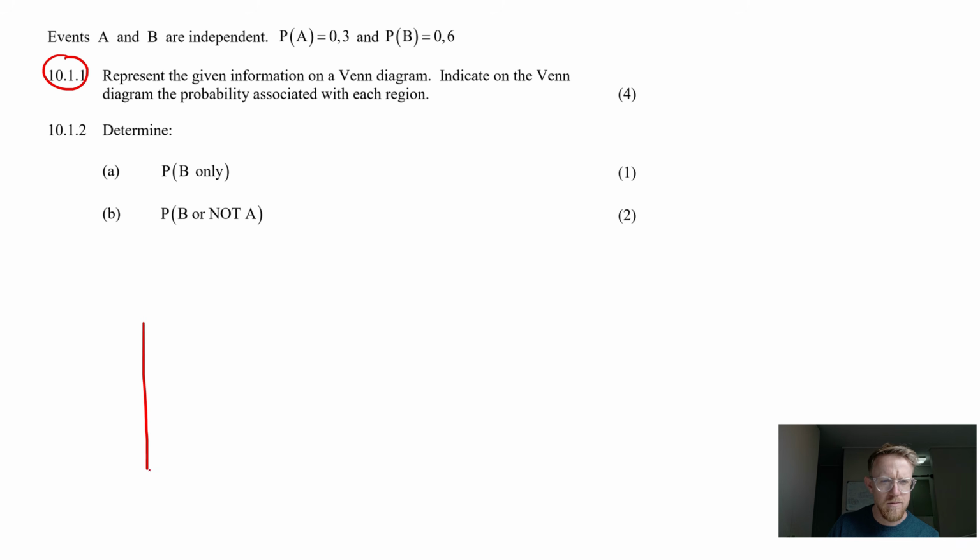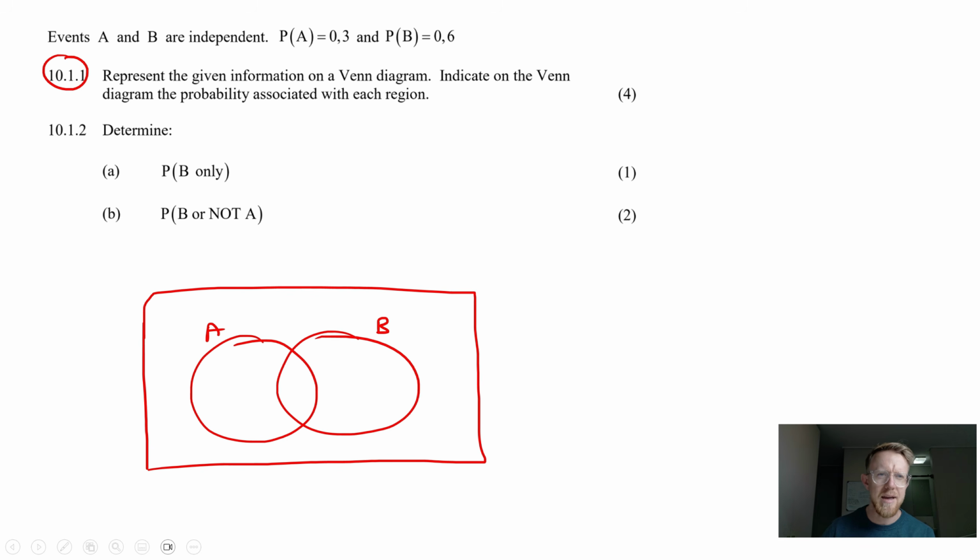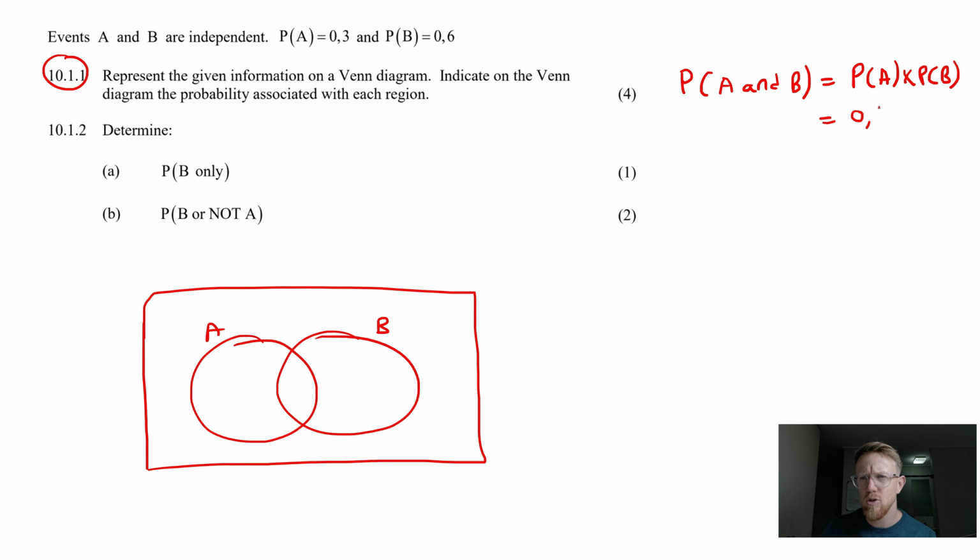Okay, so we know that there's two events, A and B. So let's just go A and B. And firstly, we know that they are independent. They tell us that. So when two events are independent, then you are allowed to use the following formula. Probability of A and B is going to be probability of A multiplied by probability of B. And so that's going to be equal to 0,3 multiplied by 0,6, which is 0,18.